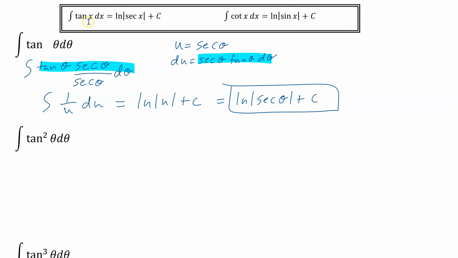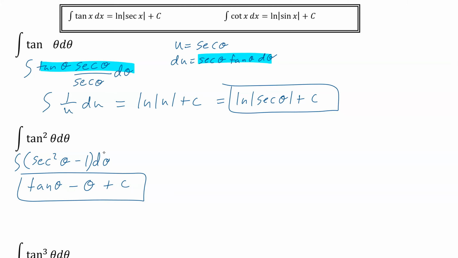Every single time you see the integral of tangent theta, we know it's the natural log of secant theta plus c. Well, what if you have tangent squared? Well, tangent squared, we can use our Pythagorean identity, which is secant squared theta minus 1 d theta. And we already know the integral of secant squared. I don't have to even write it. This is tangent theta minus theta plus c. So if you see a tangent squared, just immediately replace it.